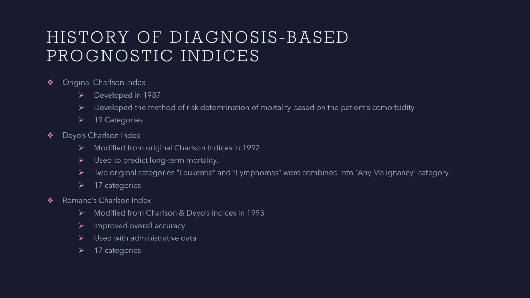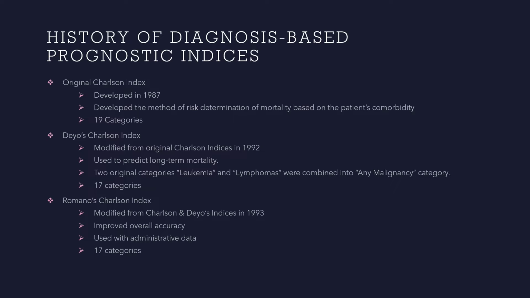History of Diagnosis-Based Prognostic Indices. Original Charlson Index. It was developed in 1987 and it developed the method of risk determination of mortality based on the patient's comorbidity. This had 19 categories. The comorbidity score was based on the sum of all scores. The higher the score was, the higher the mortality rate.